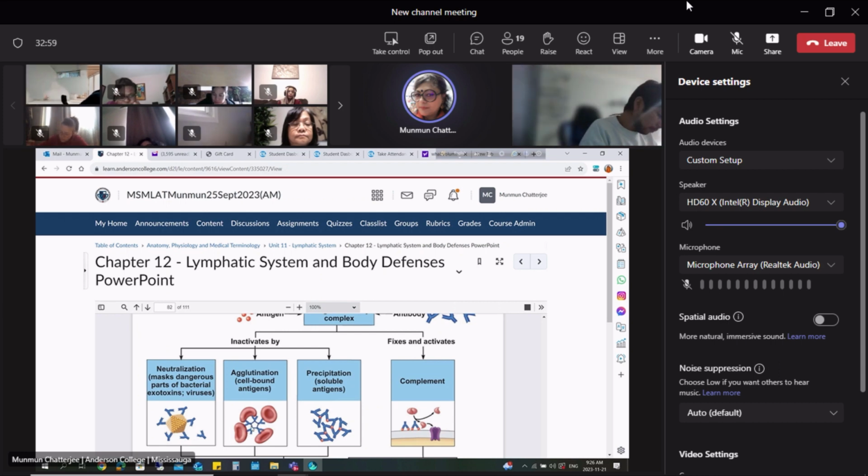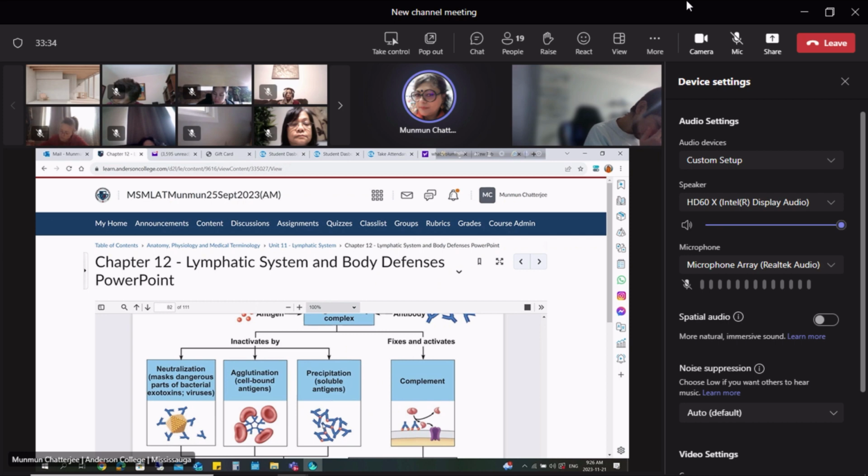One immunoglobulin is attaching too many. Here, lots of immunoglobulin is binding to one foreign material, or the bacteria or virus or pathogen, and neutralizes it, whatever exotoxin they secrete. And here, one antibody is binding with a couple of pathogens or foreign materials.